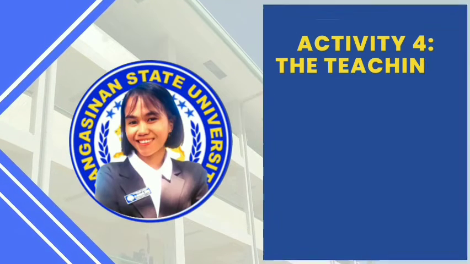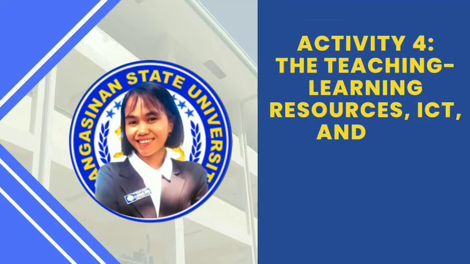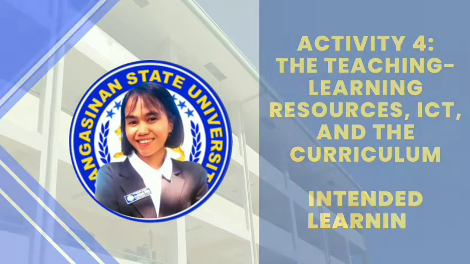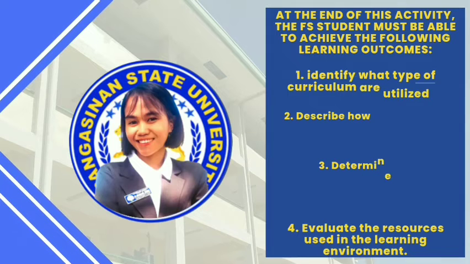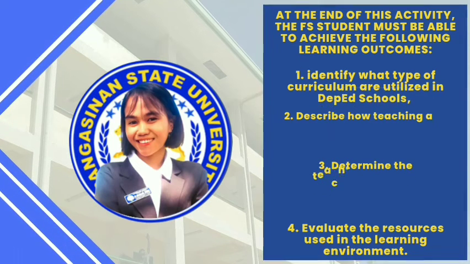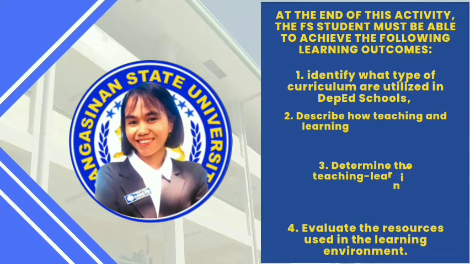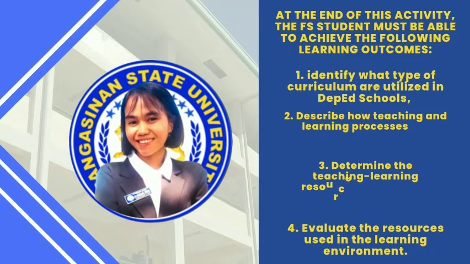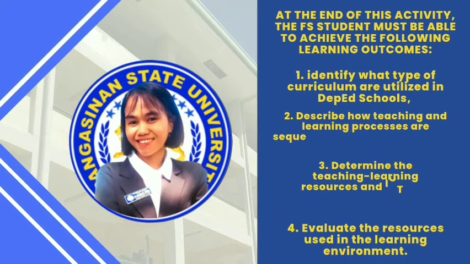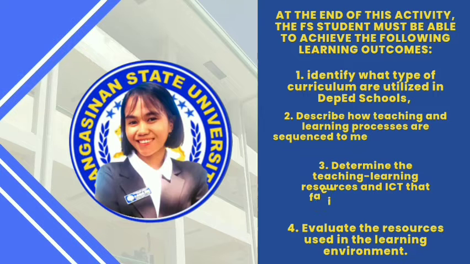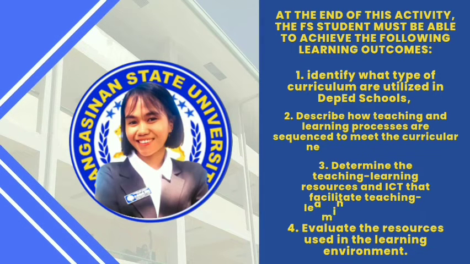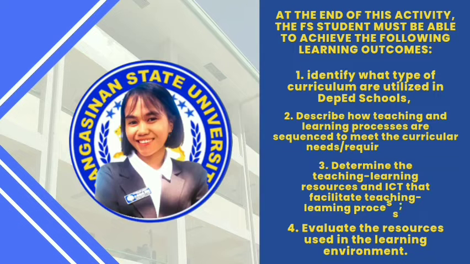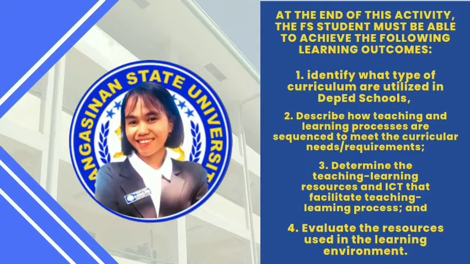Activity 4, the Teaching Learning Resources, ICT, and the Curriculum. Intended learning outcomes: at the end of this activity, the FE student must be able to achieve the following. Number 1, identify what types of curriculum are utilized in DepEd schools. Number 2, describe how the teaching and learning process are sequenced to meet the curricular needs or requirements. Number 3, determine the teaching learning resources and ICT that facilitate the teaching learning process. And number 4, evaluate the resources used in the learning environment.